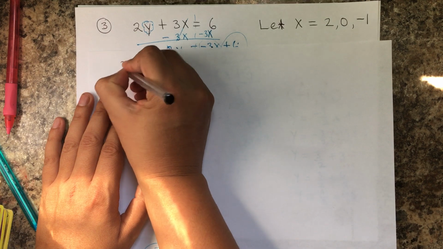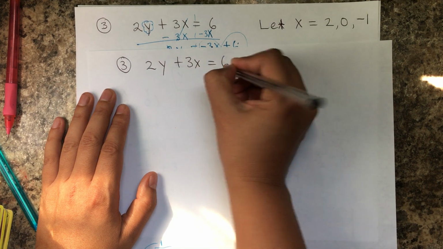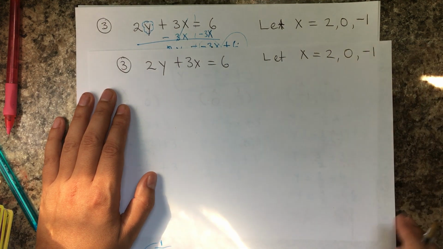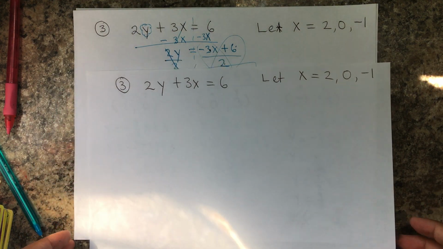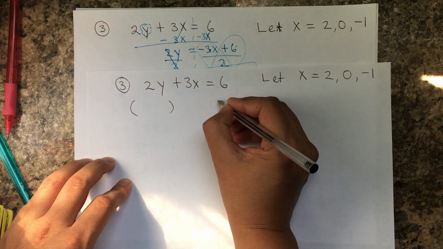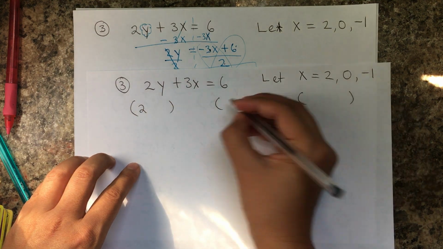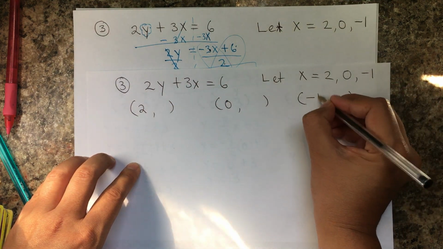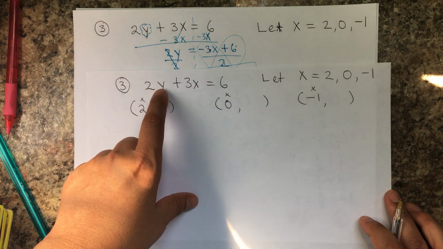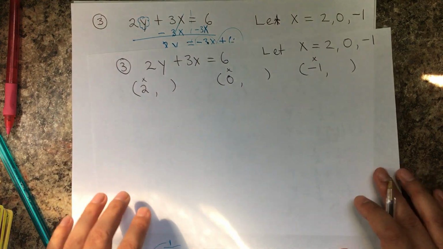Okay, so I'm not going to isolate. It's going to be the same. So 2y plus 3x equals 6, and we're going to say let x equal 2, 0, and -1. What I want to do now is just place the dot. So ask your teacher if you can do it this way or not. You put the 2, 0, and -1. You're doing the same thing, just giving the values to x. Remember that I'm not going to isolate the y. I'm just going to use the equation the way it is.